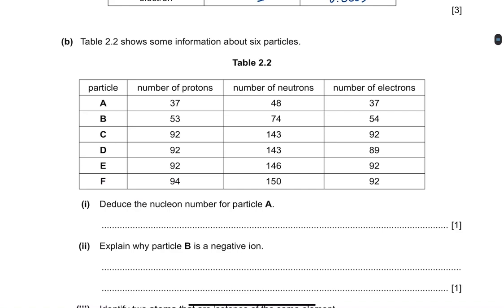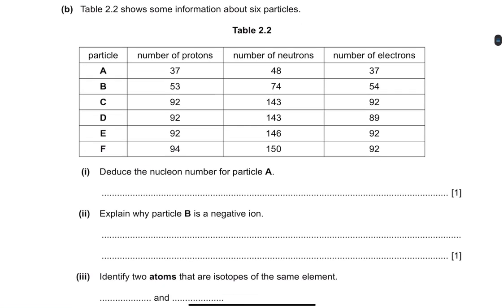Table 2.2 shows some information about 6 particles. We have been given their proton numbers, which is also known as atomic number. We have been given their neutron number and their number of electrons. Deduce the nucleon number of particle A. Now nucleon number means the number of proton plus neutron. So let's go for 37 plus 48. So 37 plus 48. It is going to be 85.